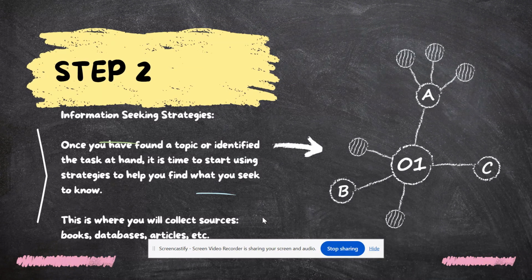Step 2, this is when you are going to be seeking out strategies to help you find information. Are you going to be looking at books in the library? Are you going to be using databases through ClassLink, looking for articles, those types of things? This is once you have found your topic, you're identifying your task, and you are trying to start where you are going to get your information from.